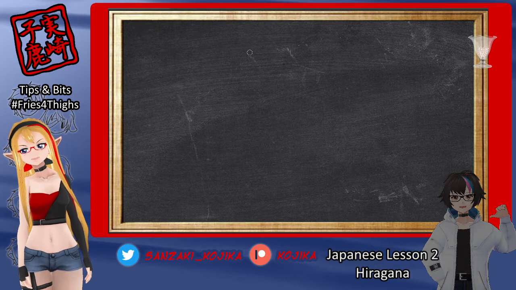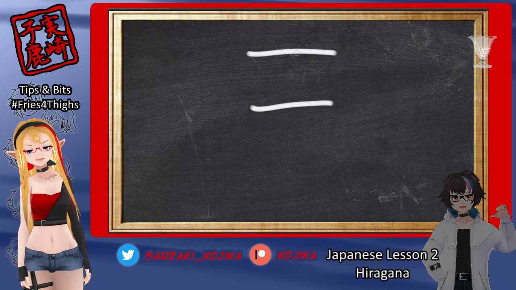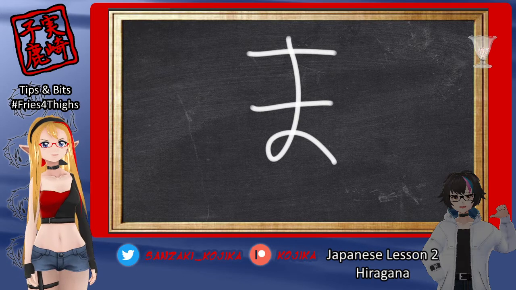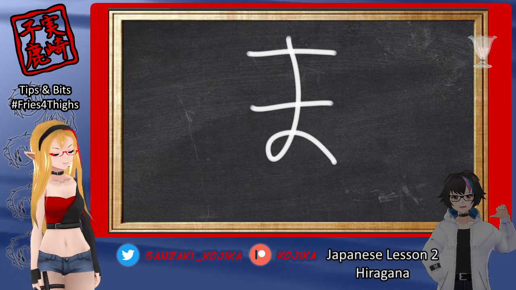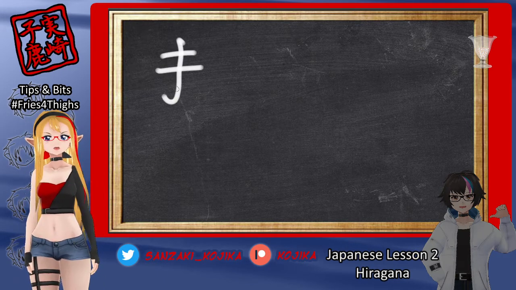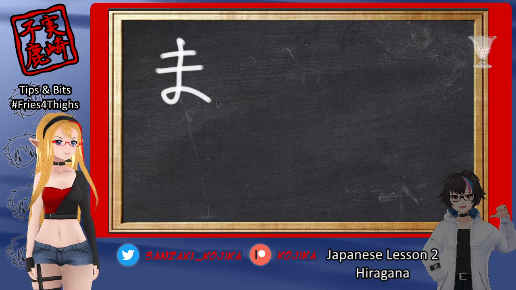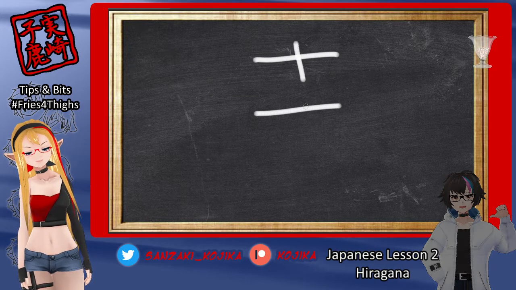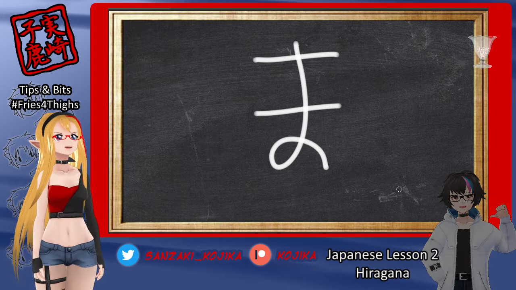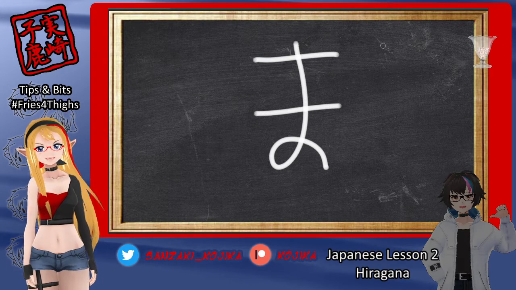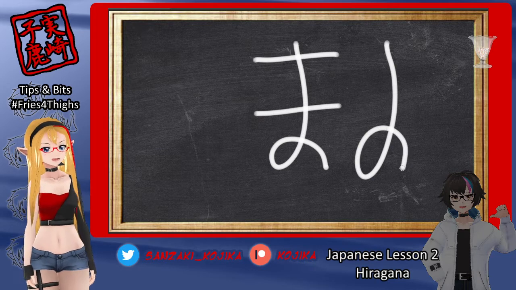I made a mark. Ma. 1, 2, 3. Ma. There's Wong's ma. 1, 2, 3. In case you haven't been noticing by now, a lot of them have some of the same kind of strokes. Yeah, generally when you have that little tail, it's always going to be 1 stroke.